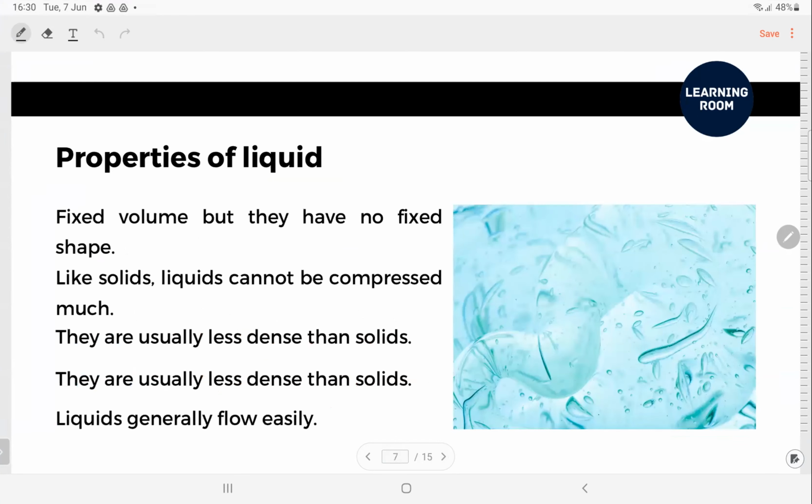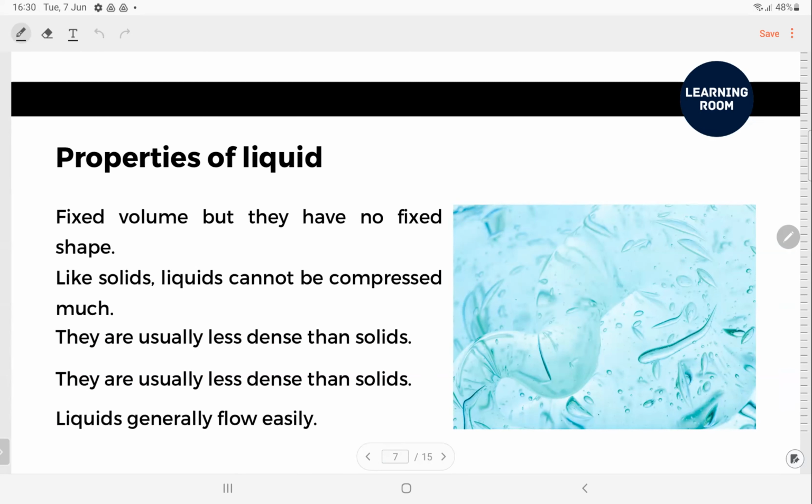Now coming to the second one, liquids have fixed volume, but they have no fixed shape. The volume is fixed. If I take 1 liter of water and put it into a tumbler, it will take the shape of the tumbler. When I drop it into a water bottle, it will take the shape of the water bottle. The volume is the same, but it takes the shape of the container. So there is no definite shape.